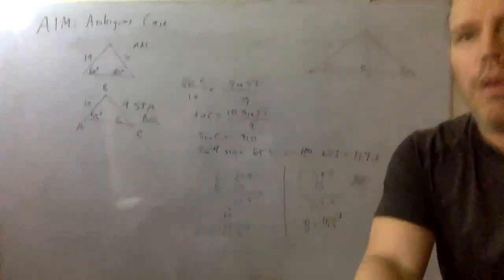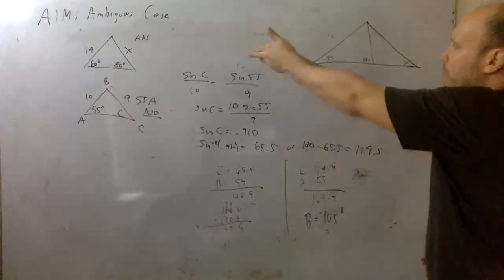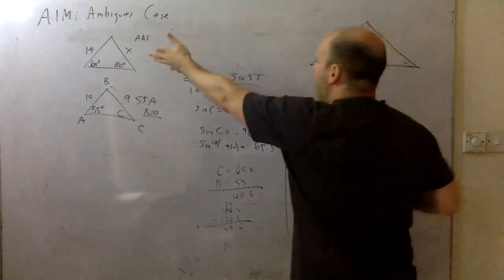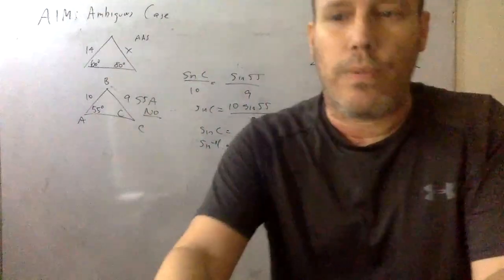Sorry. Anyway, this is the ambiguous case. Whenever you're using the law of sines, you're going to get the ambiguous case issue.